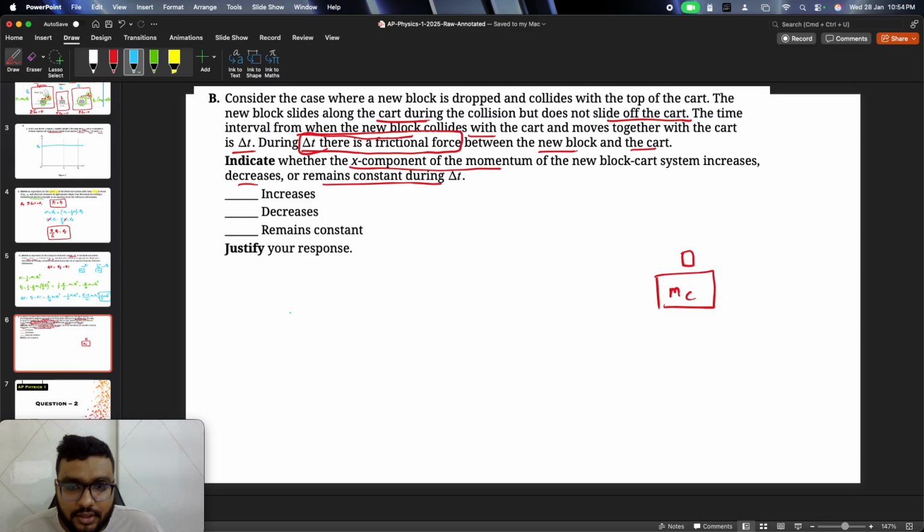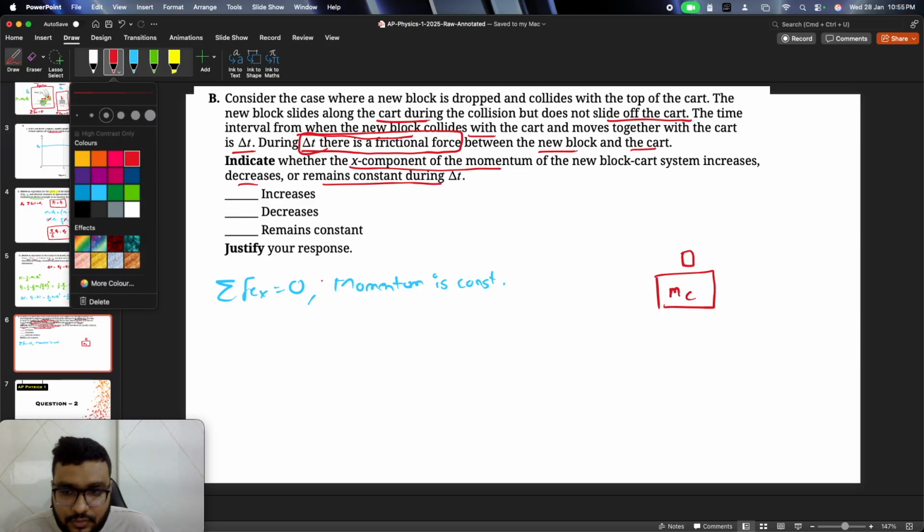Momentum is based on what? Momentum is constant only if the net external force is 0. But if the net external force is not zero, the momentum is not going to be constant. So let's just analyze this.